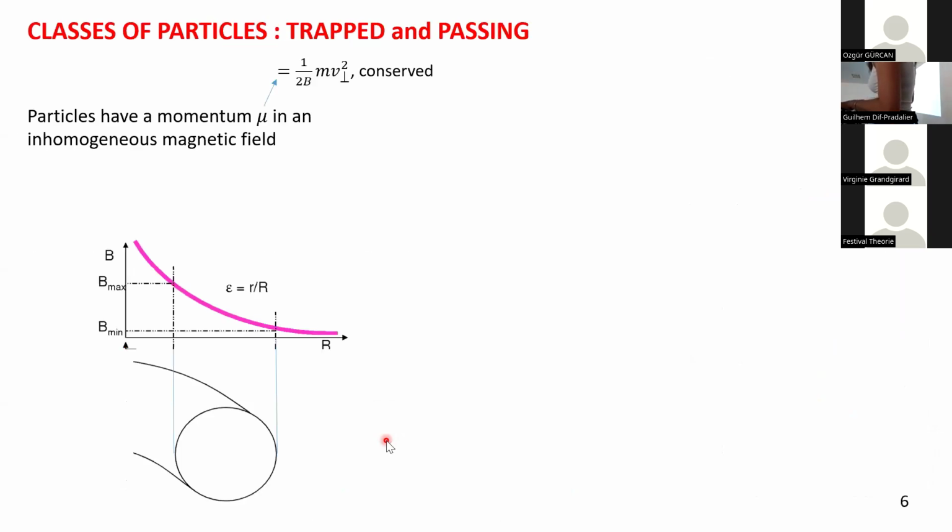In order to understand what trapped electron modes are, we have to see first what trapped electrons are, what trapped particles are. In a tokamak, particles have a certain momentum mu and live in an inhomogeneous magnetic field. The momentum mu is conserved and it is related to the perpendicular velocity of the particles. An inhomogeneous magnetic field means that the magnetic field decreases with the major radius of the tokamak, as you can see here.